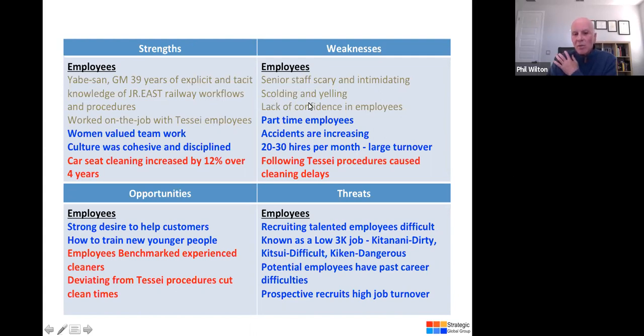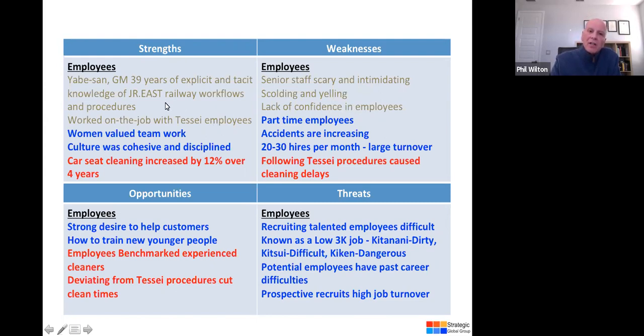Now, the two I've left out till last are the strengths and weaknesses about the staff, the existing management staff of Tessai, and the new manager that was brought in to work everything out. When the employees were interviewed, they said the senior staff were scary and intimidating, scolding and yelling, and that produced a lack of confidence in the employees. You can probably understand why there were part-time employees, why accidents were happening, and why it was difficult to recruit when you had this kind of management of the cleaning process going on.